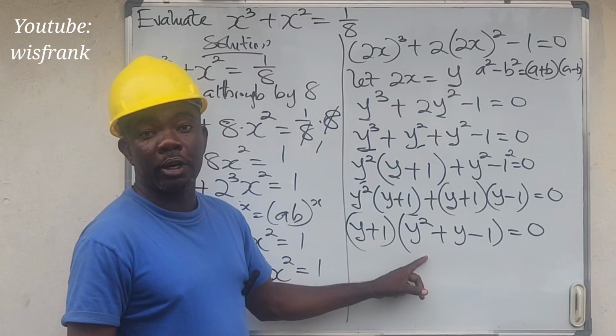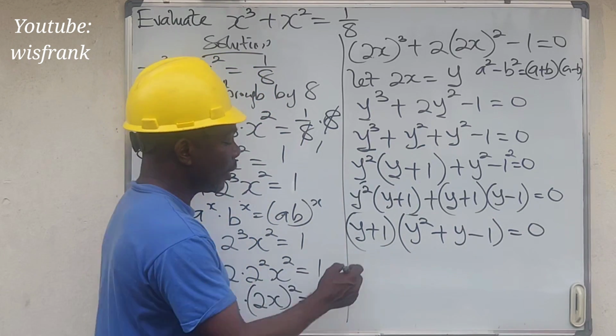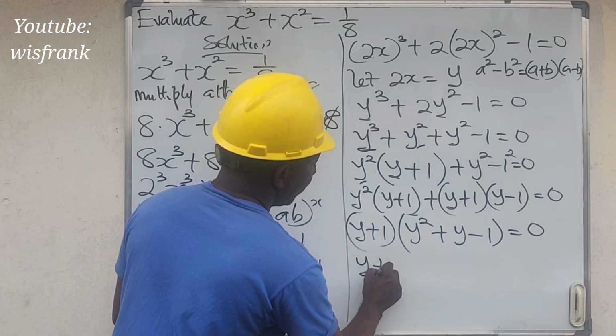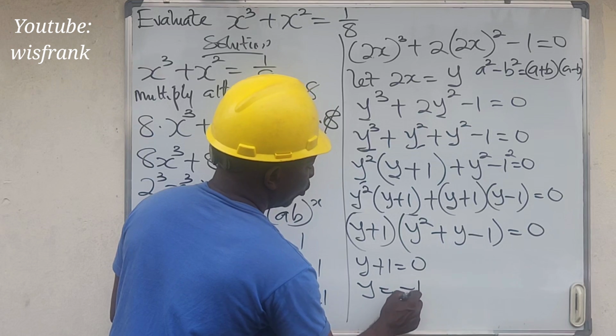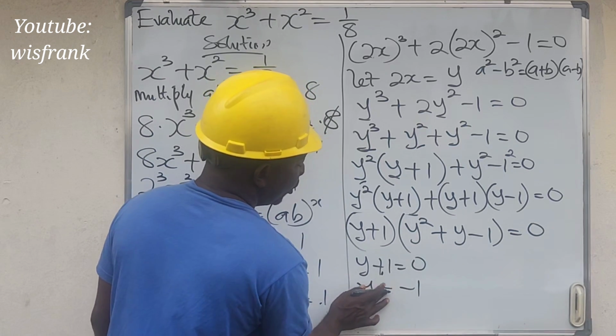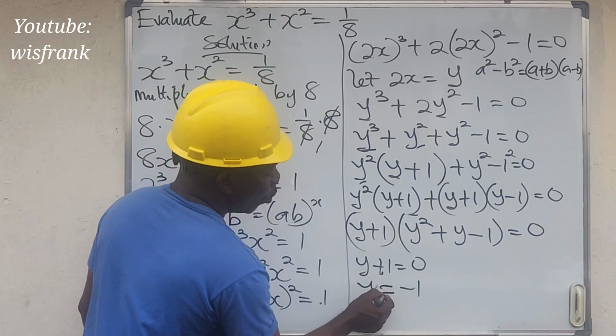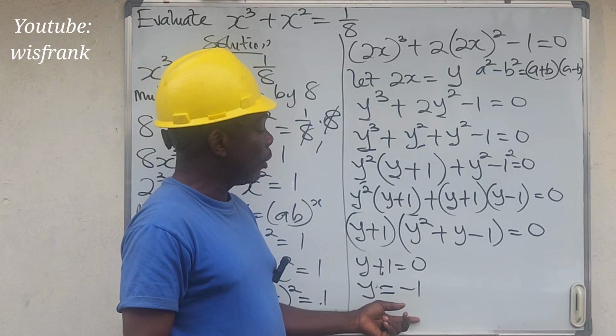And the second one is the quadratic equation. So the first one, let's take one after the other. We have y plus 1 equals 0. Therefore, y will be equal to minus 1, because 1 will be transposed to the other side. It becomes minus 1. So y equals minus 1.